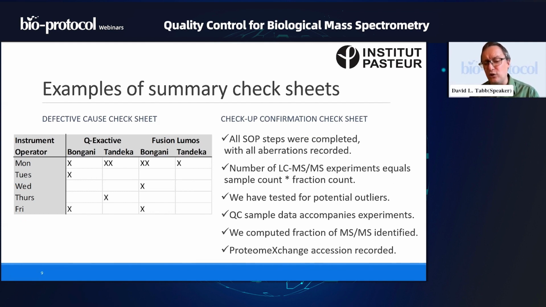Have we tested for potential outliers? This is an interesting problem and one we're going to look at in a very brief demo I'm going to do after the talk.